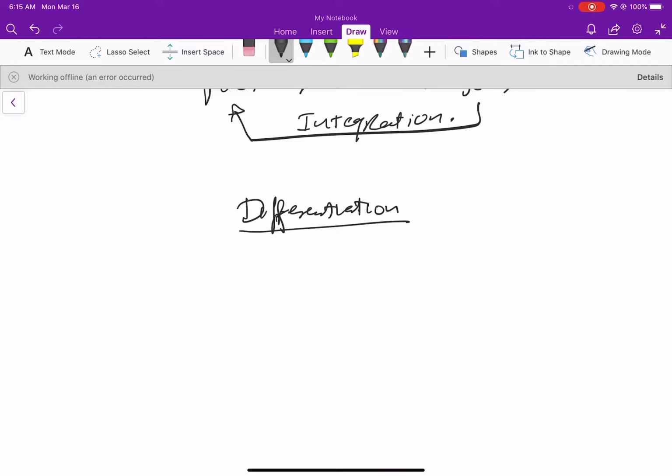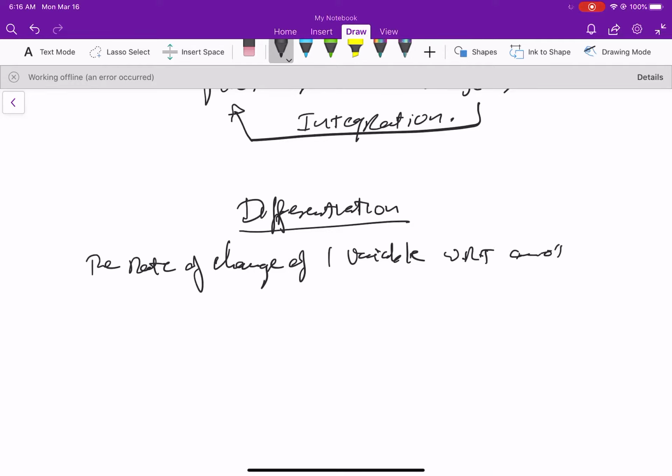I'm going to give you a very simple example that I always use to explain this concept. If you were to give a strict definition of differentiation, it can be thought of as the rate of change of one variable with respect to another variable.